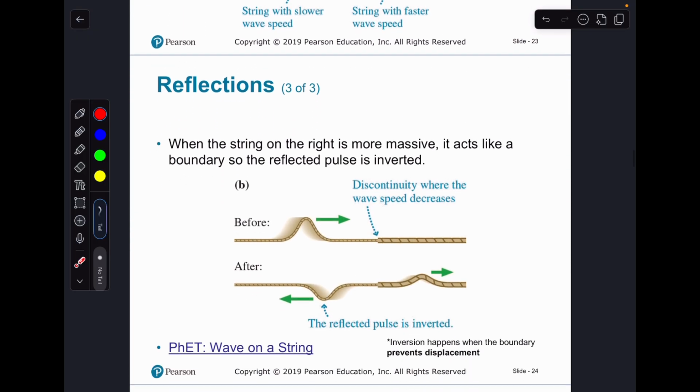Here's another version of that. Let's say we start off with a thin string and it meets a discontinuity where the string gets thicker and heavier or more massive. Then it's going to act as a full hard boundary where the wave pulse gets inverted. But because it's not a completely solid boundary and a little bit of displacement is allowed to occur, some of that wave is going to be transmitted. So inversion happens when the boundary prevents some displacement.